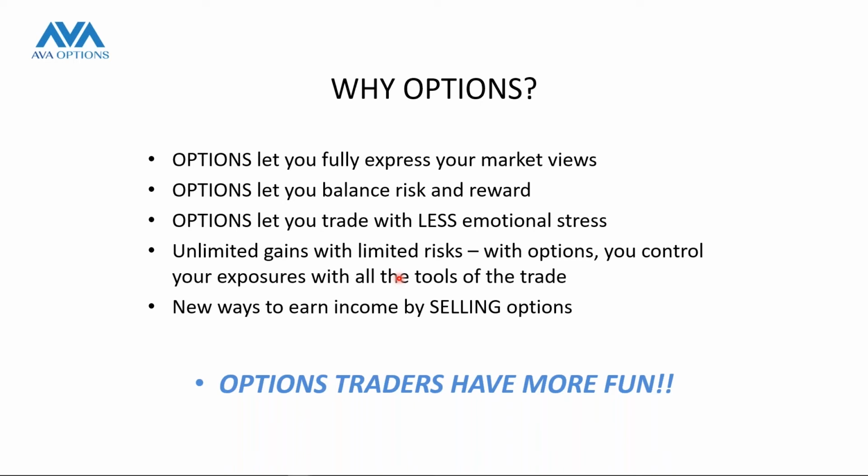Options let you trade with less emotional stress, because you can buy an option and wait until the end of the option period. If you buy a 1 week option, you can pay your premium up front. 1 week later, check where the market is. You still own that option. Whereas if you went outright and bought the market, you might have been blown out because the market dropped before it went up and met your expectations. Unlimited gains with limited risks. You control your exposure. And as we've spoken about, you can sell options to earn income, which is something you cannot replicate in the spot market. And lastly, I'll say options traders have more fun. You'll just have to start trading options to believe me.